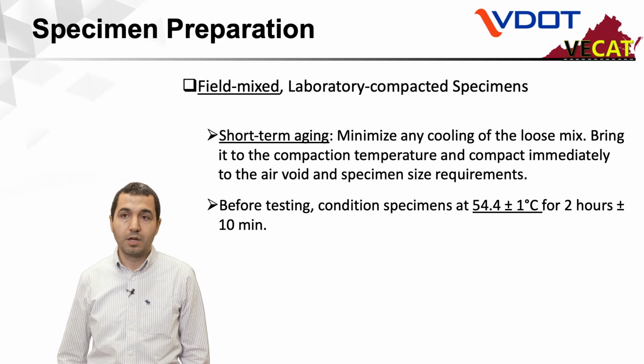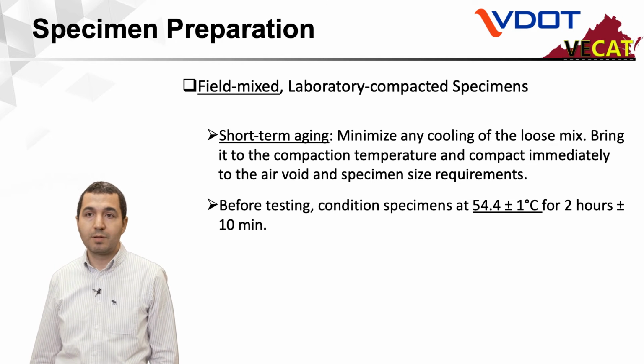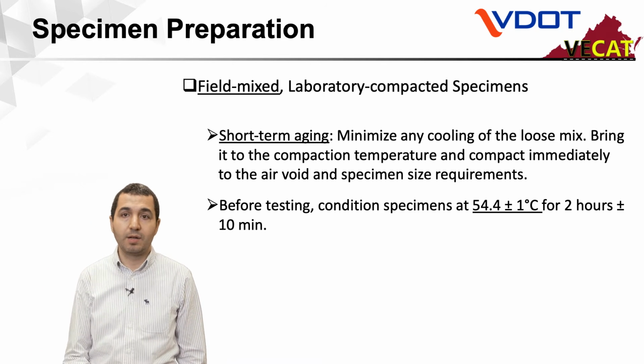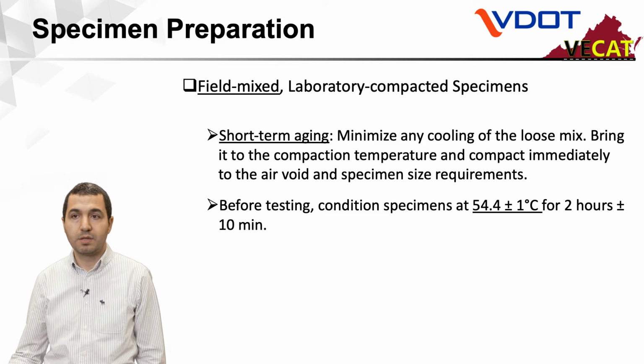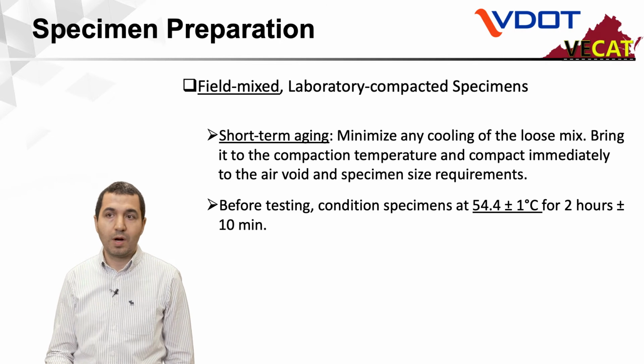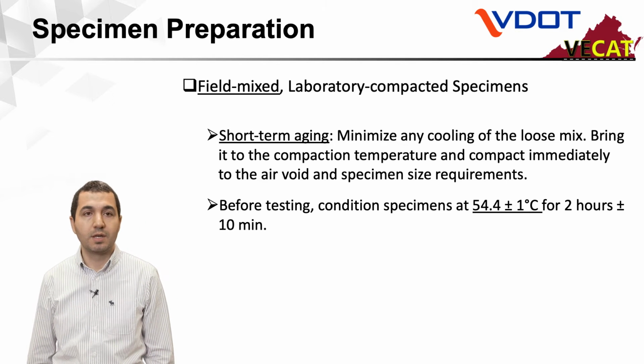For field mix, you minimize any cooling of the loose mix, bring it to compaction temperature, and compact immediately to the air void and size requirements. Again, 2 hours of conditioning at 54.4 C.